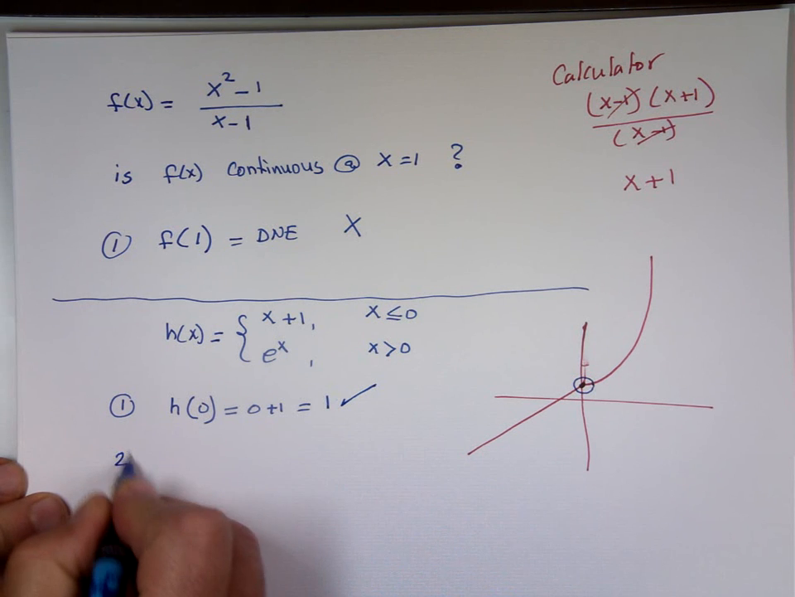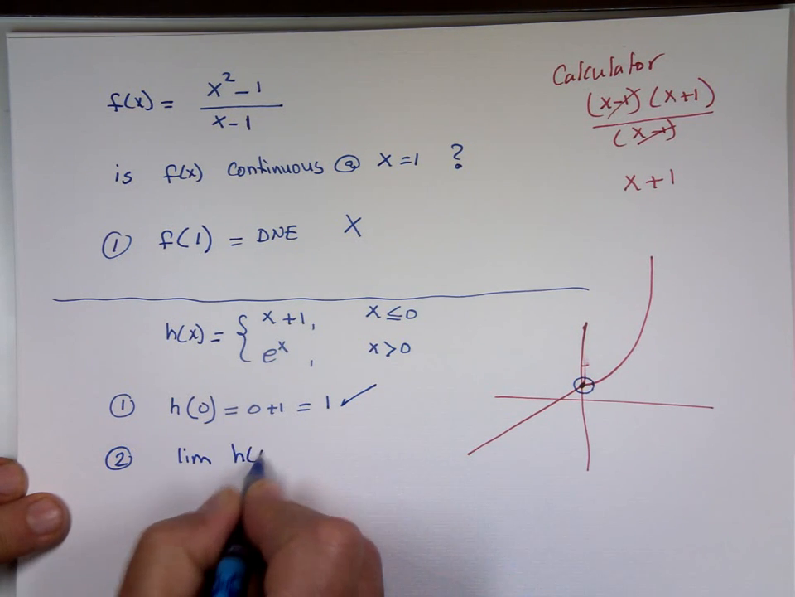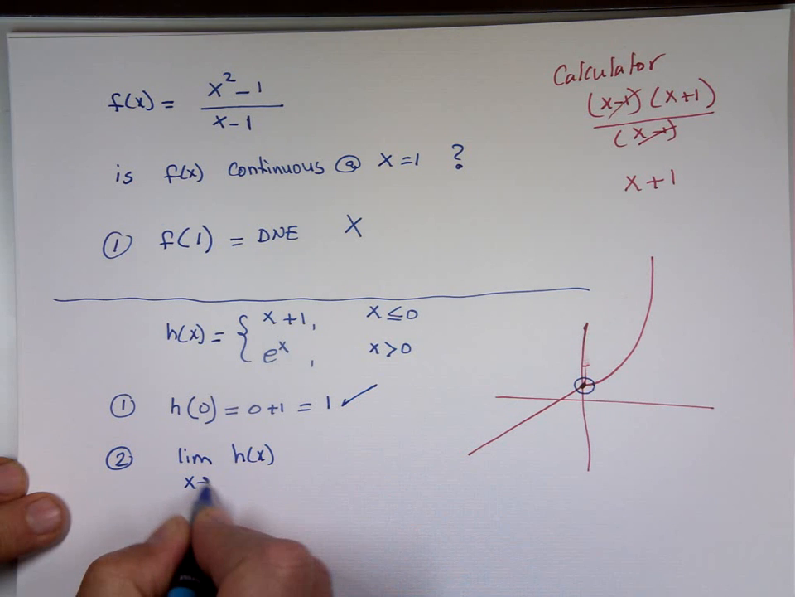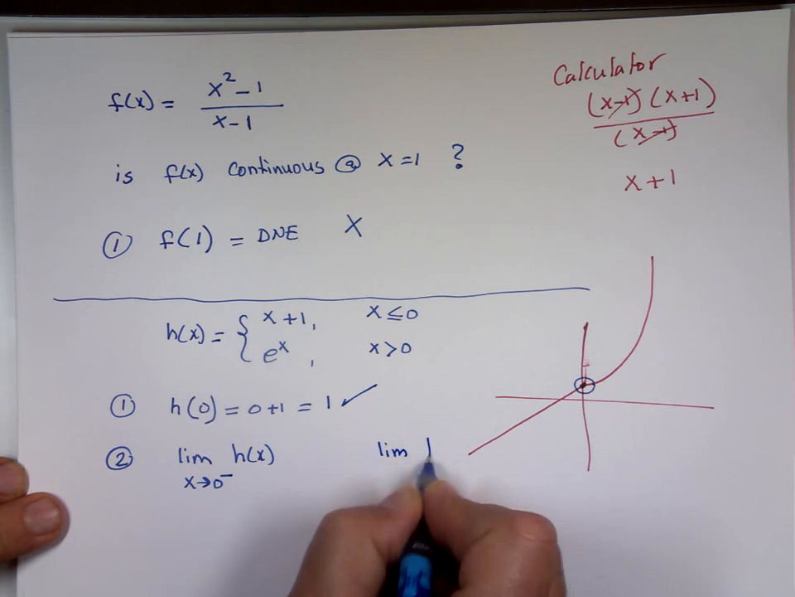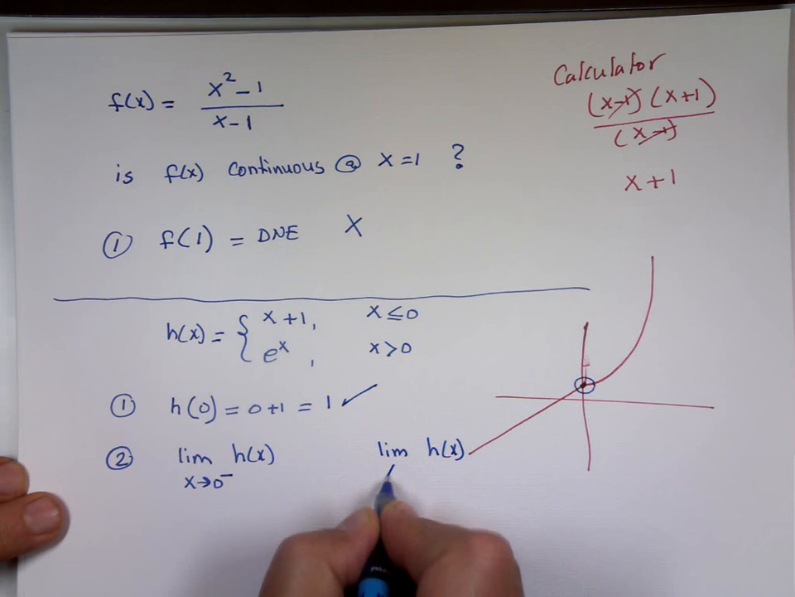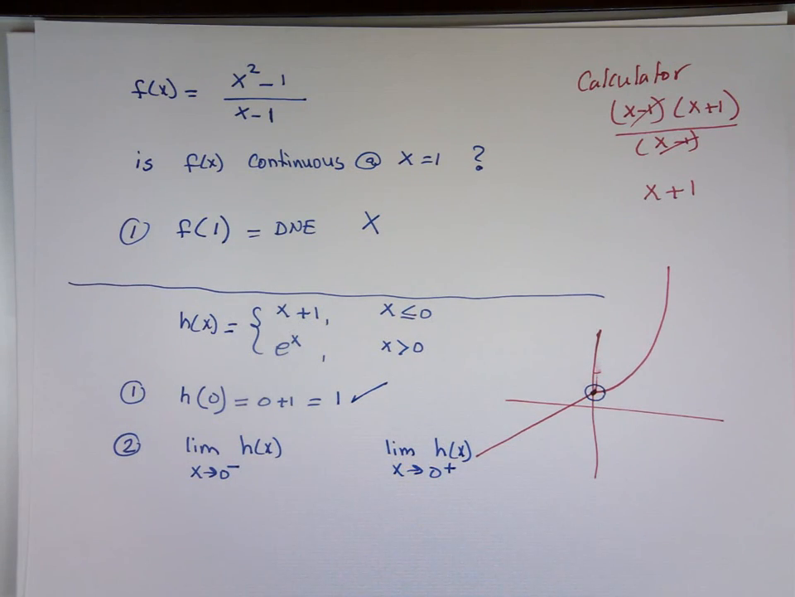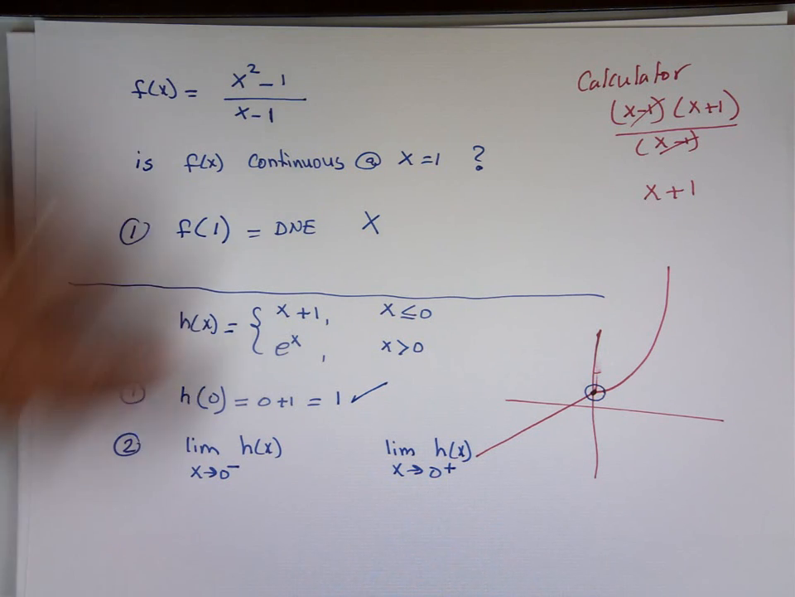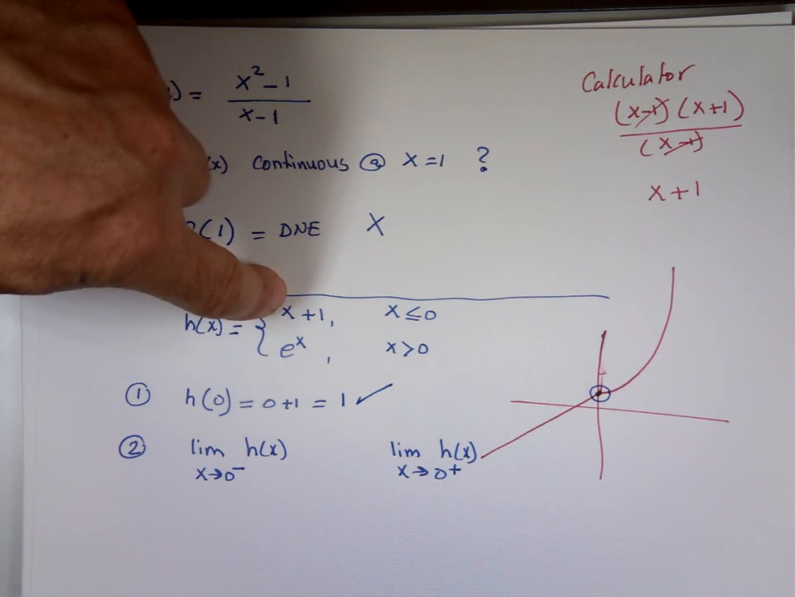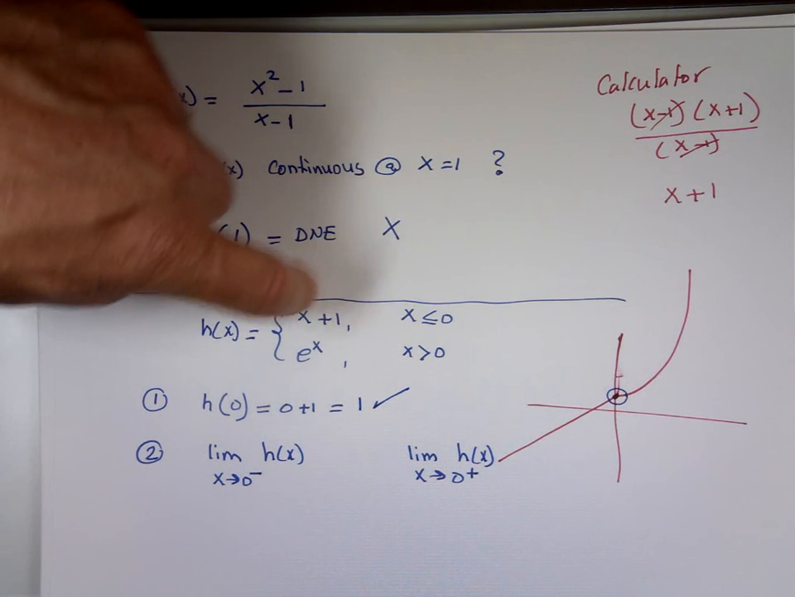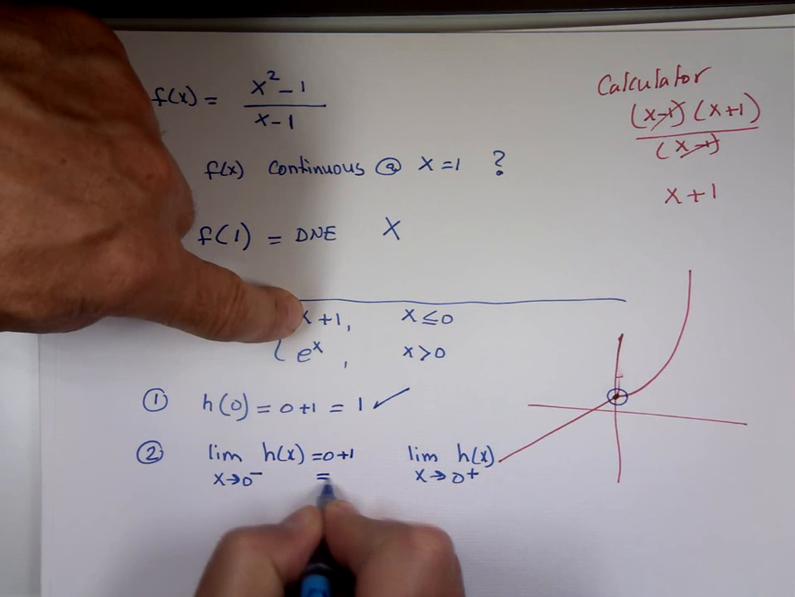Let's look at the limit. But I've got to look at the left side and the right side. From the left side, which one do I have to use? That's x less than 0. From the left side, I've got to use this one. Try direct substitution first. What's 0 plus 1? 1.